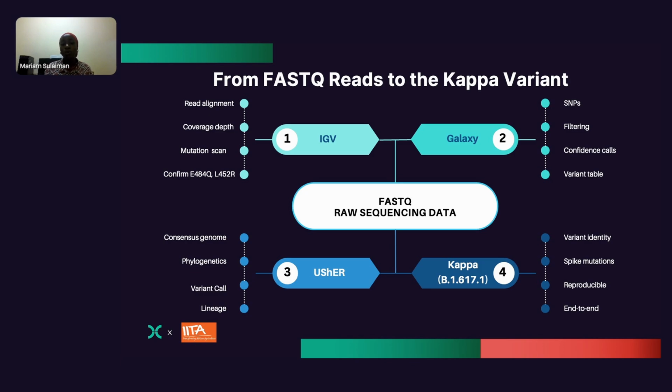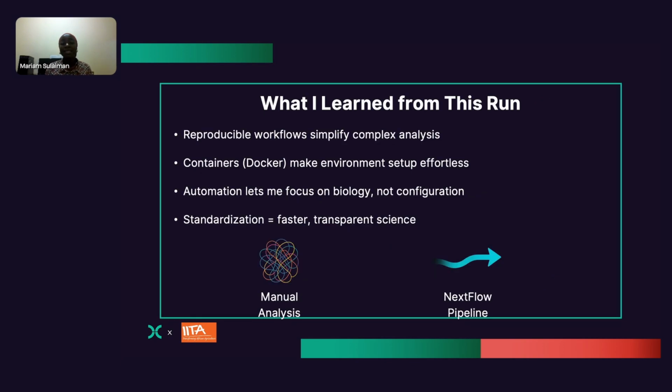So this was where everything came together for me, how I moved from the raw reads to meaningful biological insights. And this whole run taught me more than running a pipeline. I was able to learn that reproducible workflows help to simplify complex analysis. Also, containers like Docker make environment setup effortless. And the automation made me focus on my research question, that is the biology, instead of focusing on the configuration or environment setup. And standardization helps to attain faster and transparent results.